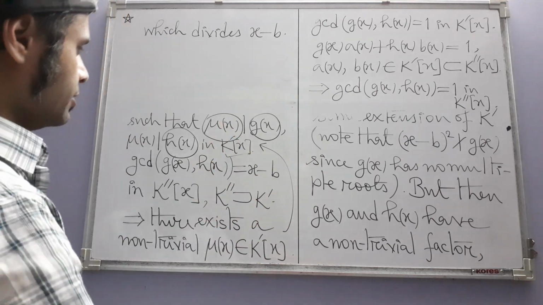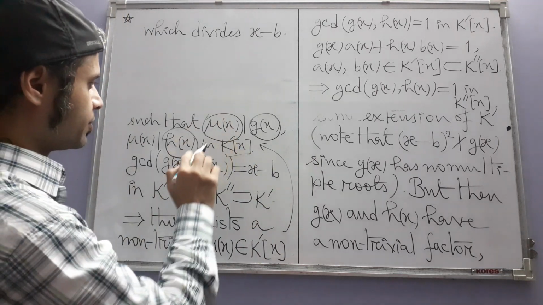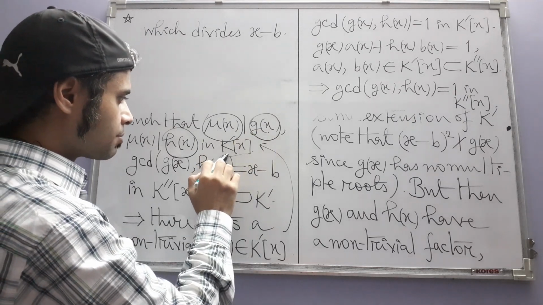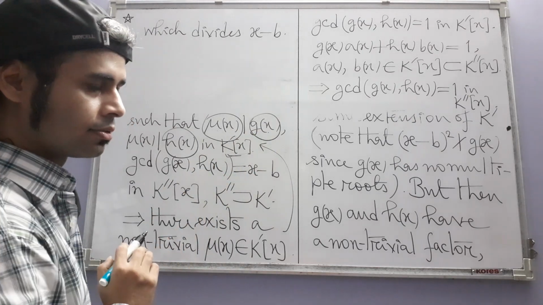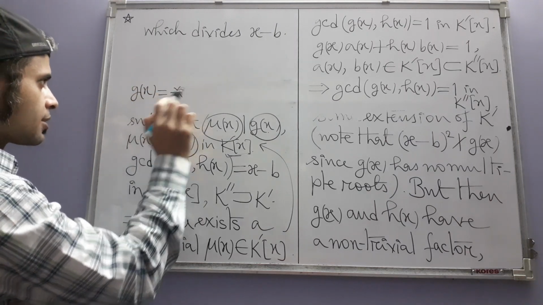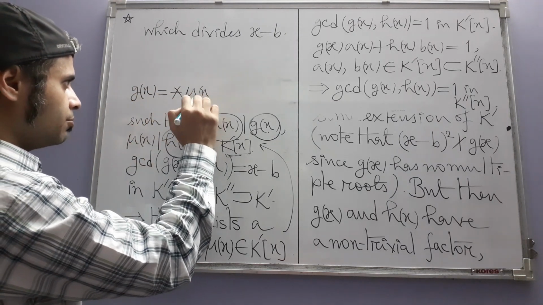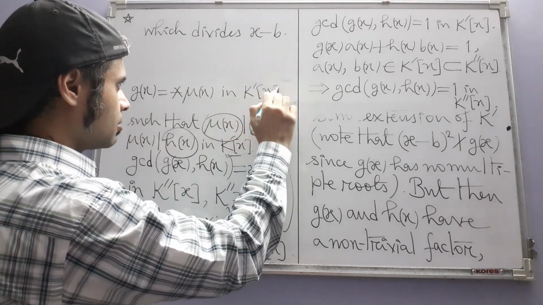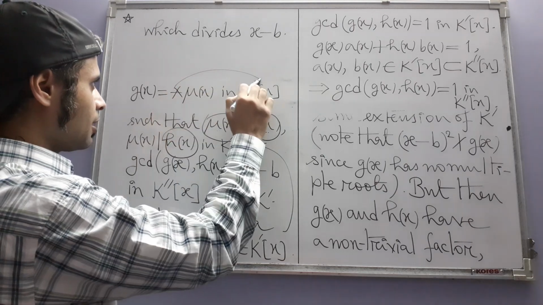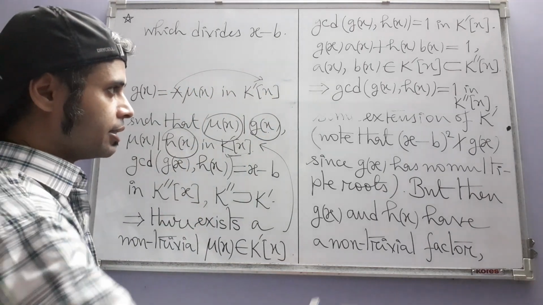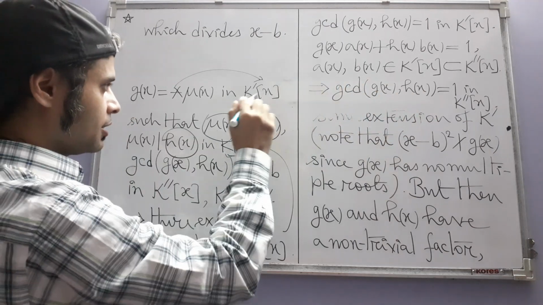Now you consider this, there is one more step. This mu x is dividing Gx in this smaller ring means what? It means that g of x is equal to some polynomial times mu x in K prime x. That is, this some polynomial must come from K prime. But if it is coming from K prime, then it is also coming from the larger ring.